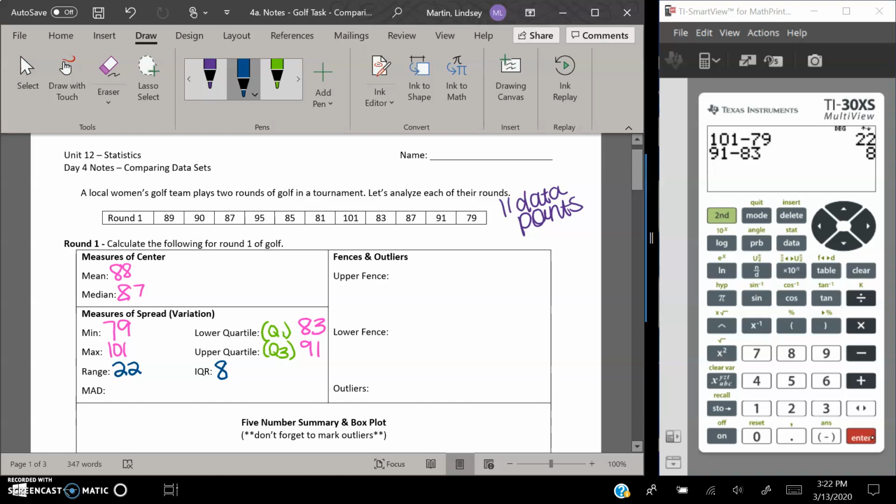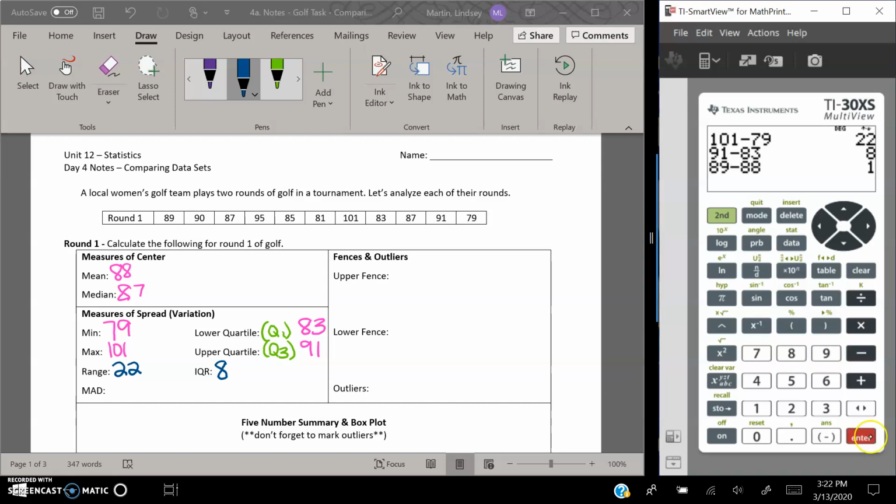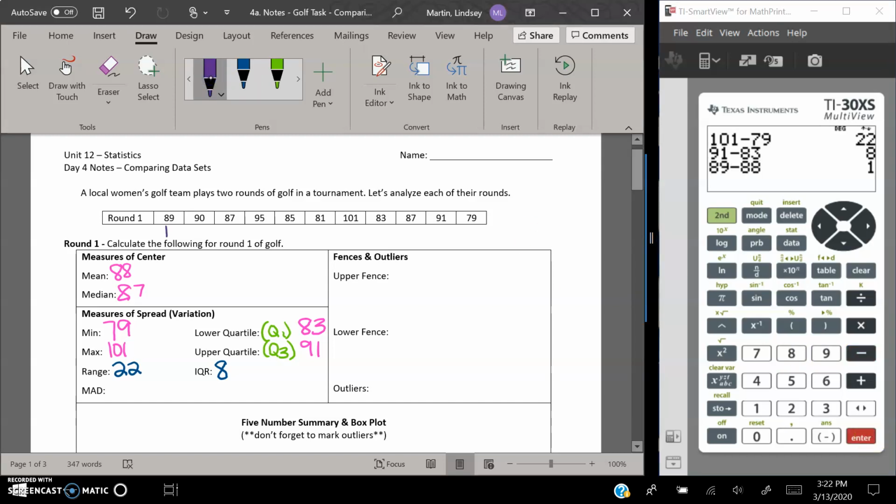Now to find the MAD. The MAD takes a little bit longer to find, so get ready to write some things down. Remember, when we're finding the MAD, we're going to take our data point and subtract our mean. So we'll take our first data point of 89 and subtract our mean of 88. That gives me 1. I'm going to write these values right below our data points so that we don't lose them and forget them. We'll take our second value of 90, subtract 88. That gives me 2.